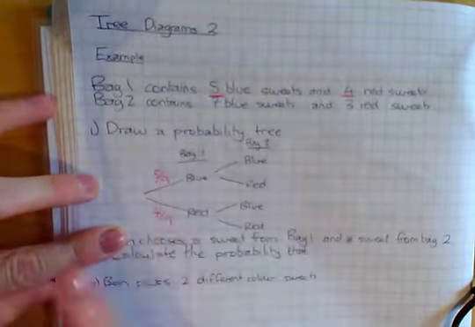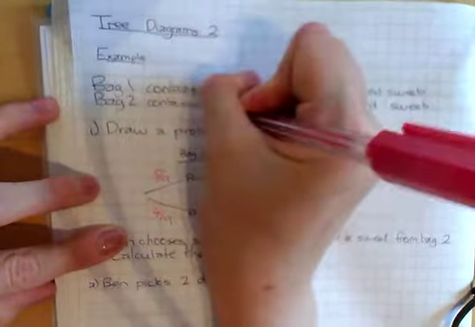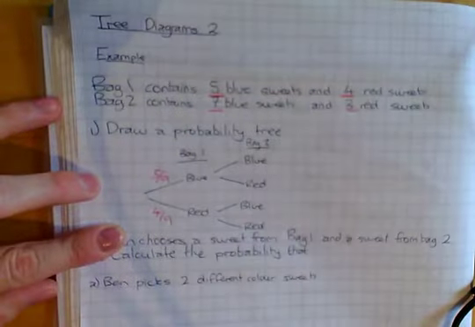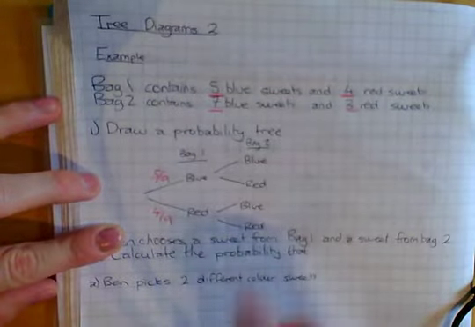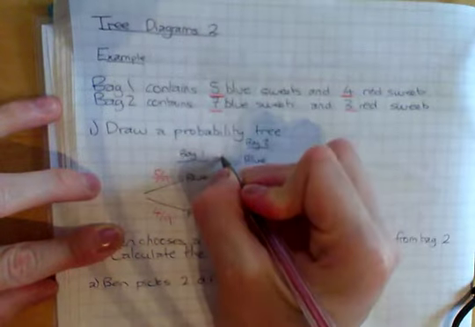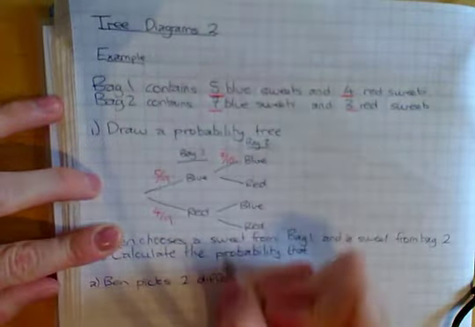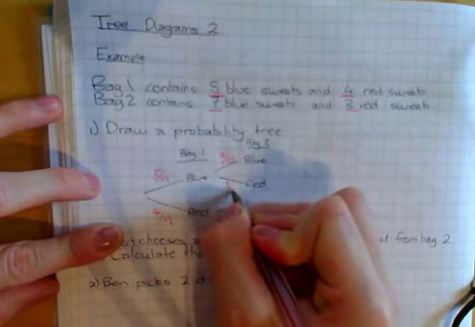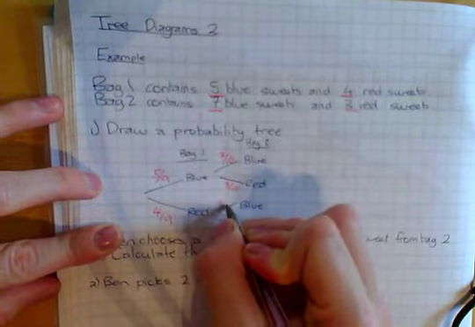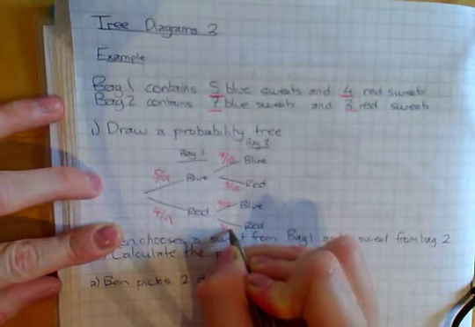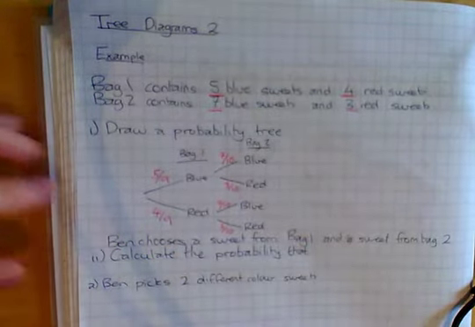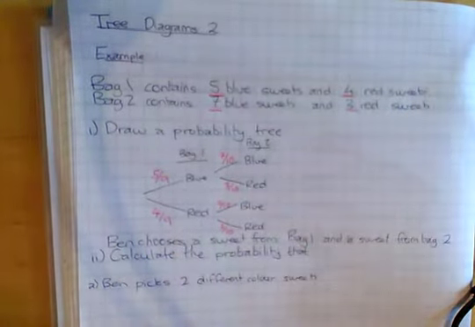Bag 2 has a different number of sweets. So there are 7 blue sweets and 3 red sweets. So there are 10 sweets in total. The probability of choosing a blue sweet is 7 out of 10, and the probability of picking a red sweet is 3 out of 10. And so that would be your completed tree diagram for part I.